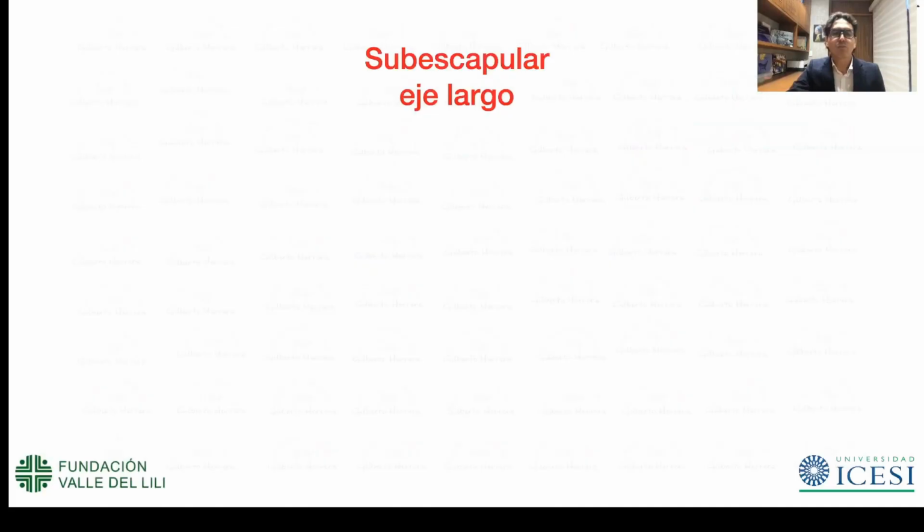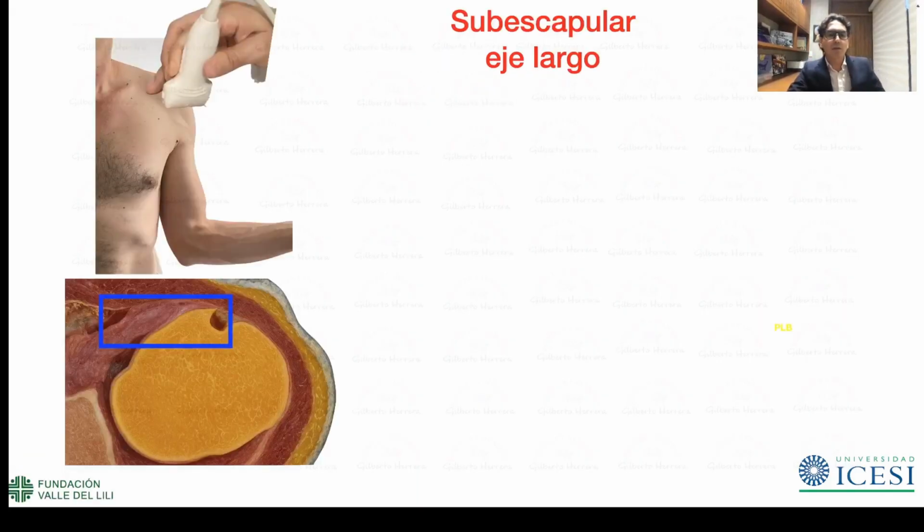So we continue with position 1 for our shoulder evaluation module, for shoulder anatomy. Now, the second structure we evaluate here in position 1 of the shoulder is the subscapularis. Let's look at it first in the long axis.